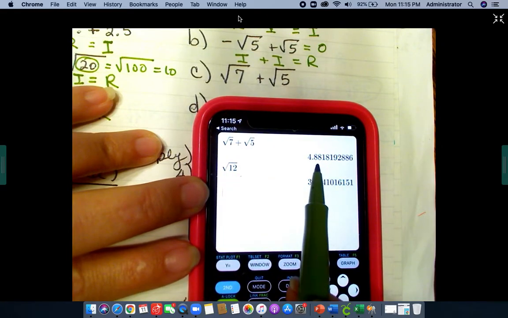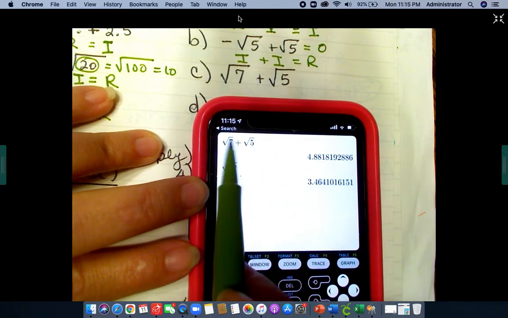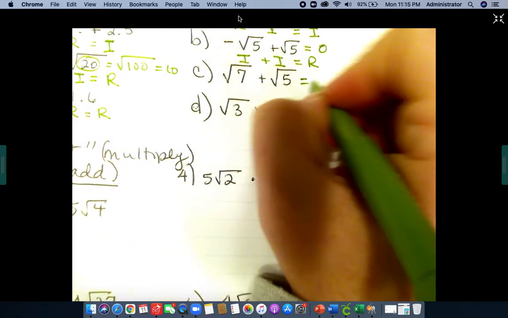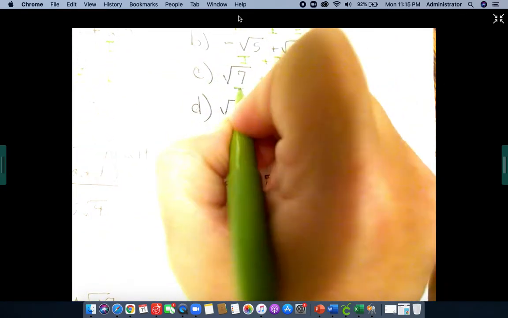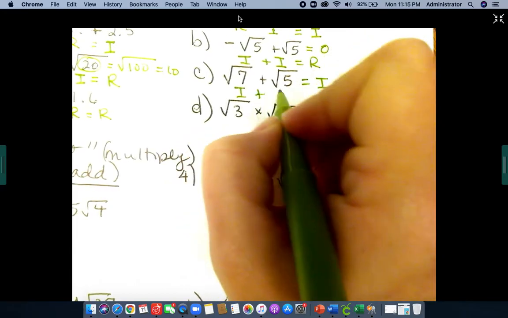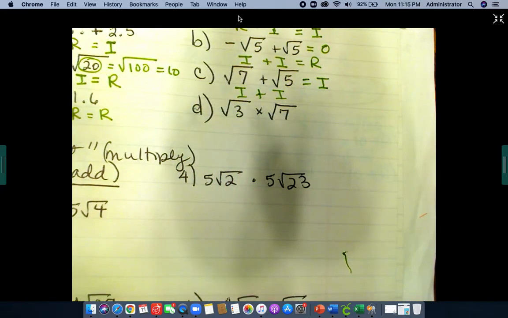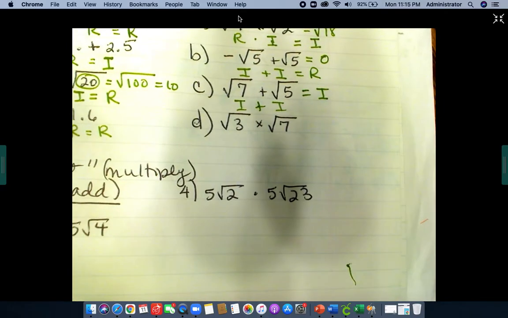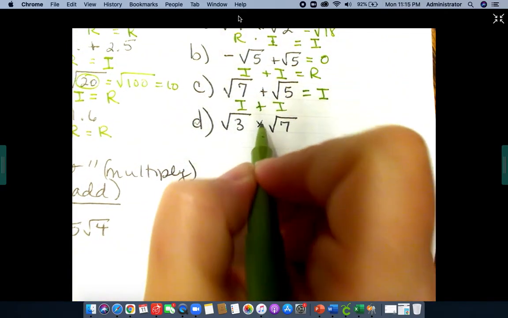However, what do you notice about this? You get an irrational value when you add this. So this is going to be irrational, and it's because you're adding two irrational numbers, and you get an irrational unless they're opposites.